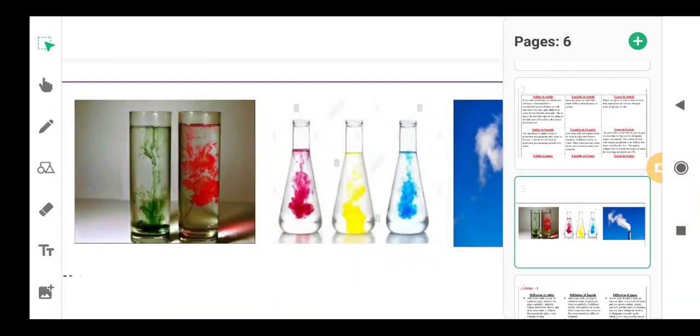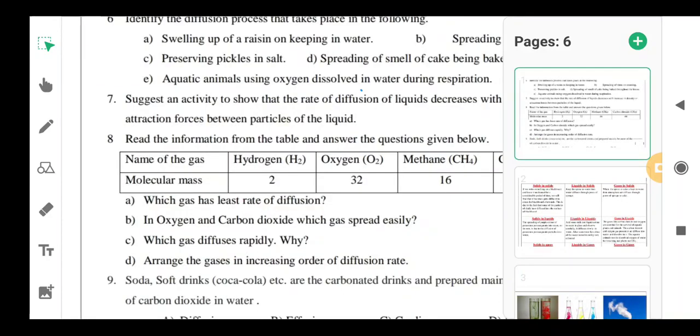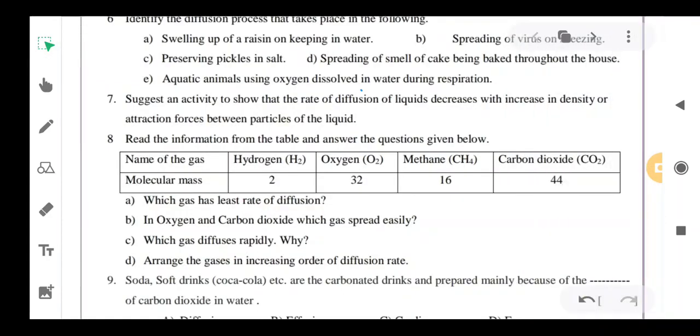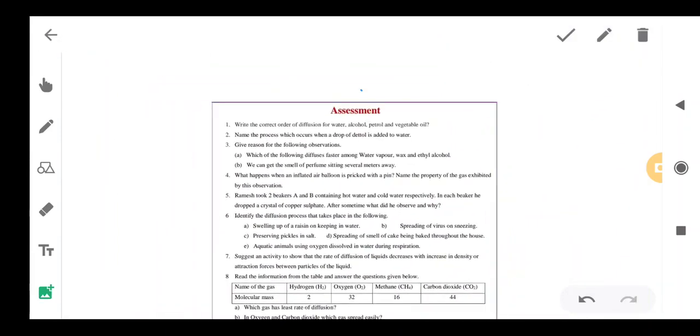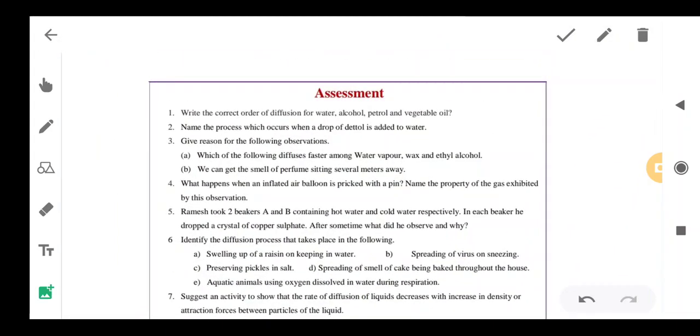In this worksheet, first of all we see the worksheet. This is the worksheet you got. The first question is: write the correct order of diffusion of water, alcohol, petrol and vegetable oil. Diffusion depends upon the density and attraction forces between the particles. So, we have to take these four, which has the higher density and which has the lower density.